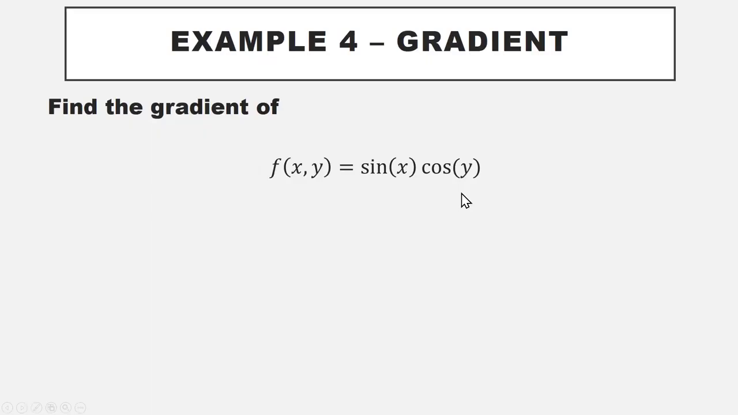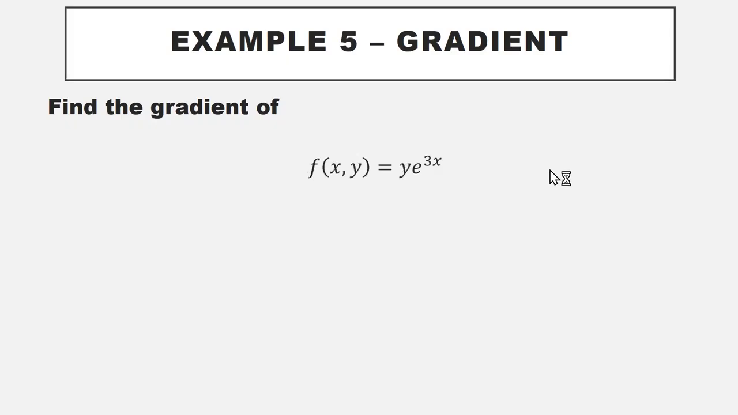Let's calculate another gradient. Here we have a different function. So let's find the gradient of this function. The function of x and y is equal to sine x times cosine of y. So we'll find the gradient here and take a look at it. And while we're doing that, let's go on to the next one.